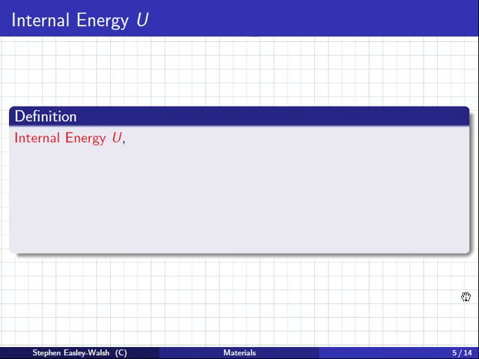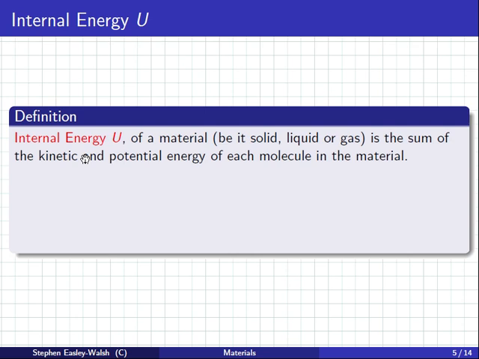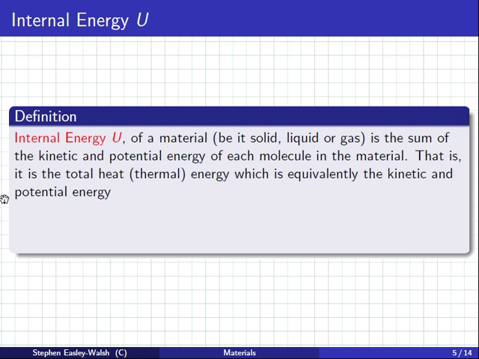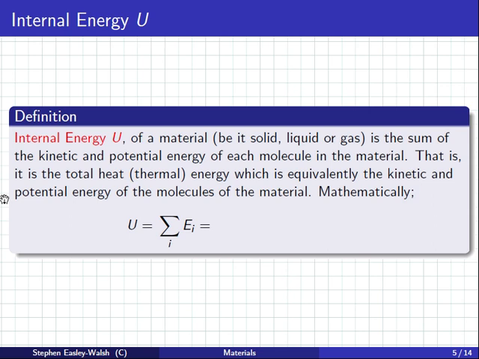Some definitions. So, internal energy U of a material. Does anyone know what this might mean? You can look at the word internal energy. But what form would that energy be? What's this type of energy called? Kinetic energy, yeah. It's the sum of the kinetic and potential energies. So the internal energy is also called the total heat energy. As a formula, it's simply U is the sum of all the energies, which is all the kinetics and potentials. Now, it's enough just to write down the first sentence and the formula.